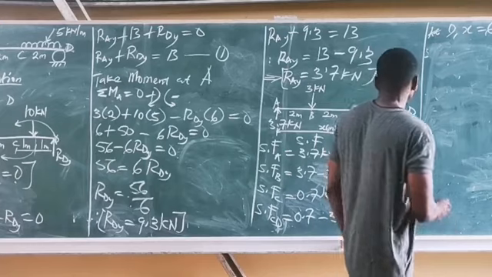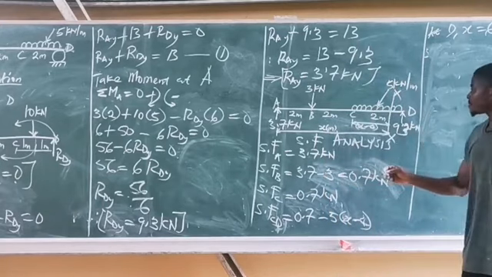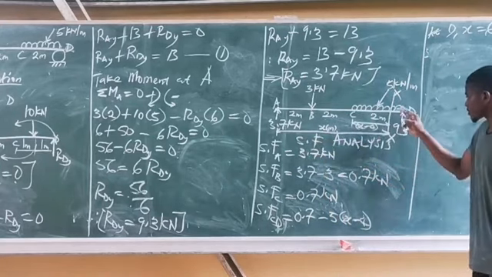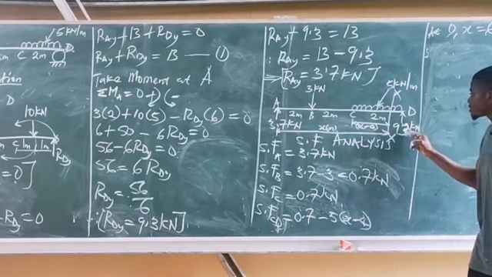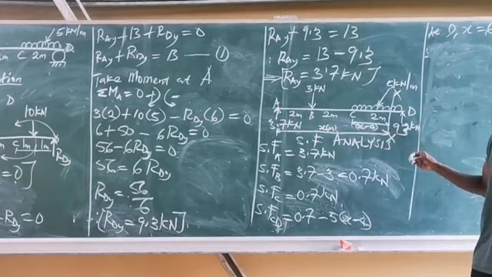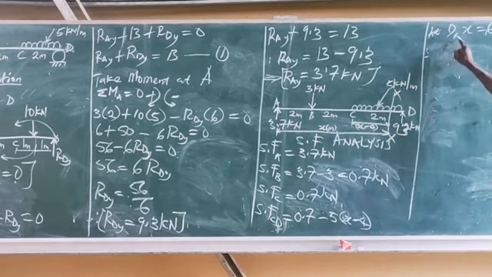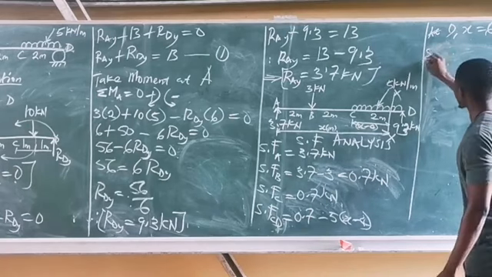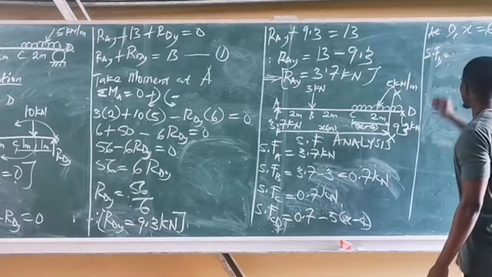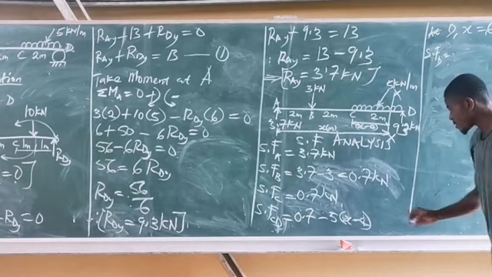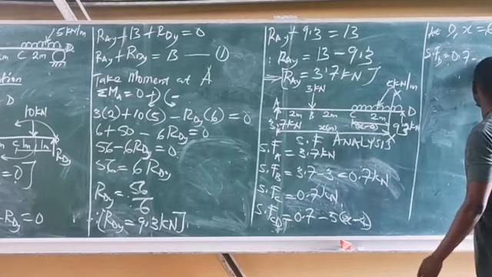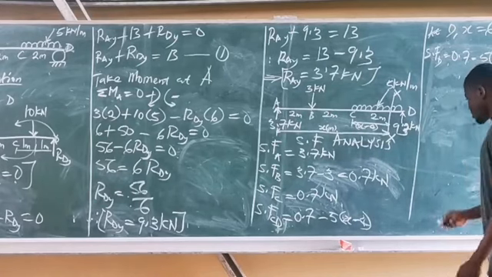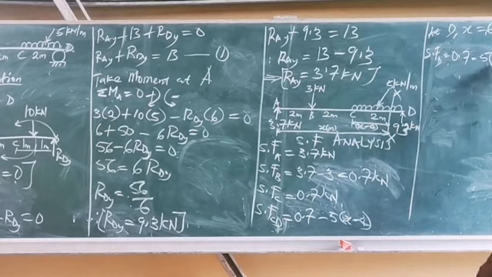Okay, so we said the distance from point A to the point of section is x. So if x eventually gets to point D, it means x becomes the length of what? The entire length of the beam, which is 6 meters. So at D, x is equal to 6 meters. So shear force at D is now equal to, remember we have 0.7 minus 5 into x, which is now 6 meters, so 6 minus 4.